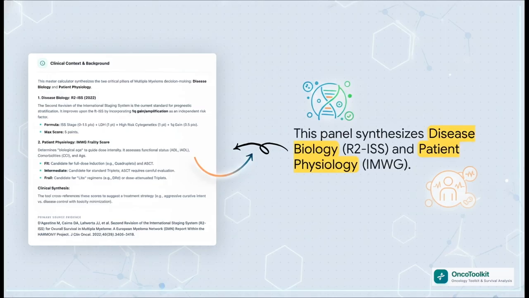There's the disease biology, which we'll quantify using the R2ISS score, and then there's the patient physiology, which we'll assess using the IMWG Frailty Score. In modern myeloma care, integrating both of these is non-negotiable for every treatment decision.